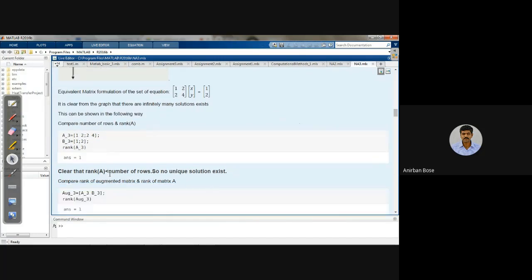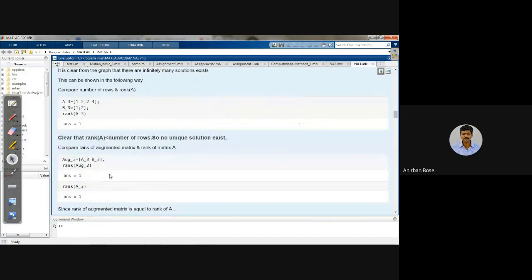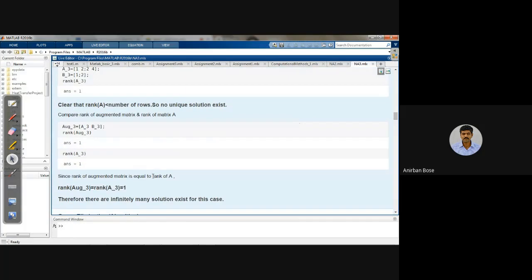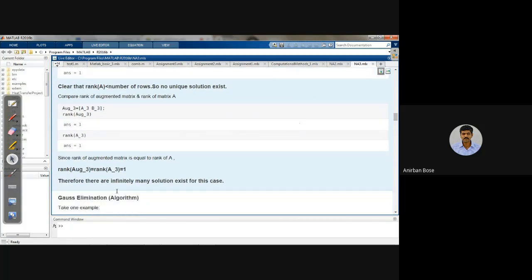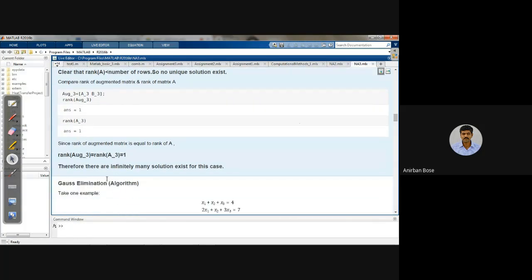Then you check the rank of the augmented matrix, and you observe that the rank of the augmented matrix is also 1, the same as the rank of the coefficient matrix, which means a solution exists, and definitely multiple solutions exist because we have already seen there is no unique solution. Okay, so this is the technique by which we can identify the nature of the system of linear equations.